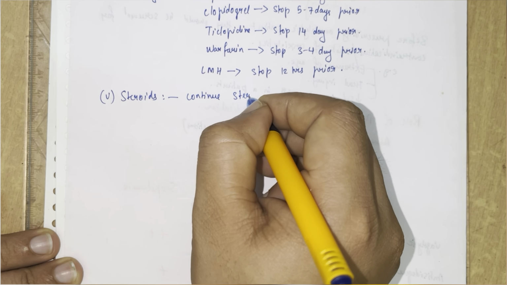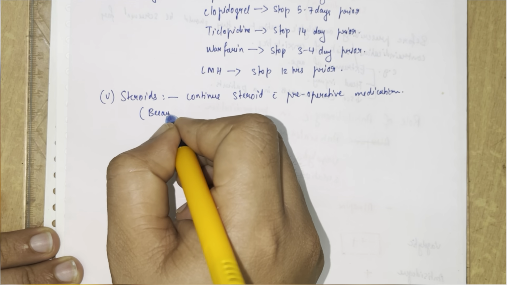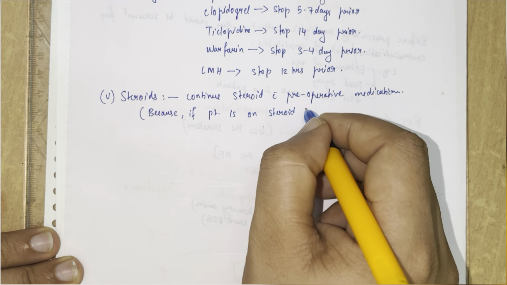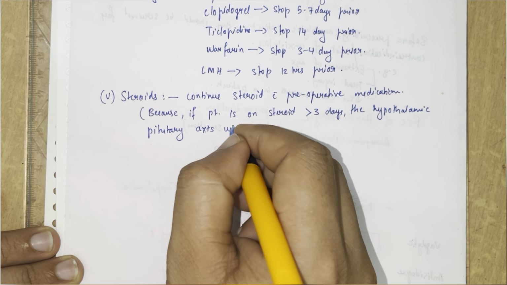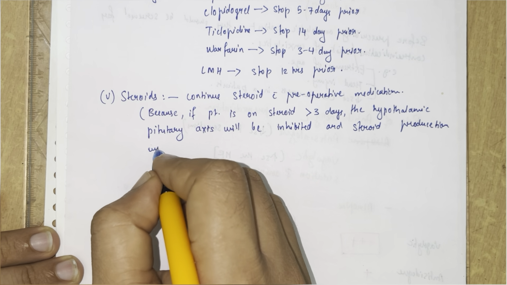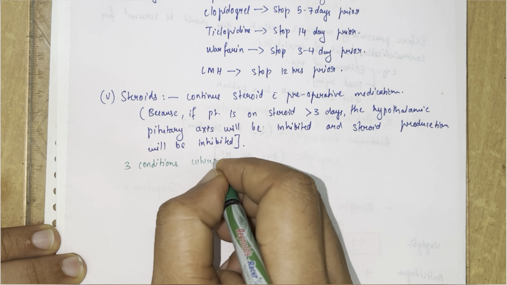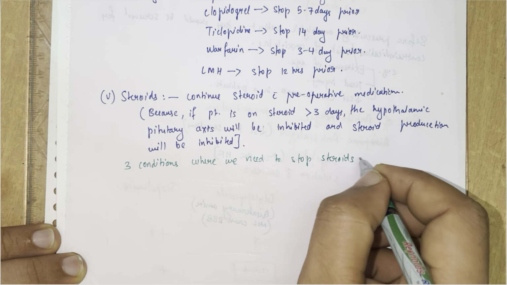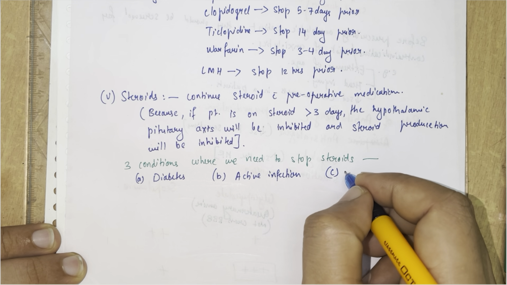Now we talk about steroids. Steroids should be continued with pre-operative supplementation. Okay friends, why? Because if a patient is on steroids for greater than 3 days, the hypothalamic-pituitary axis will be inhibited and steroid production will be inhibited. So that is the reason why we continue the steroid. The 3 conditions where we need to stop the steroid are diabetes, active infections, and immunocompromised patients.